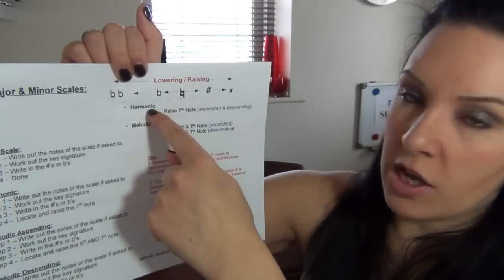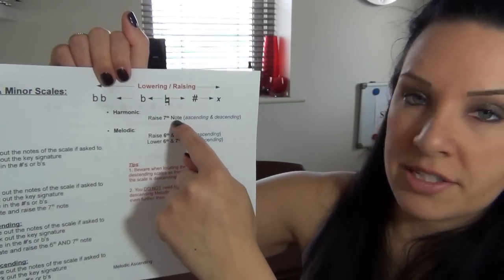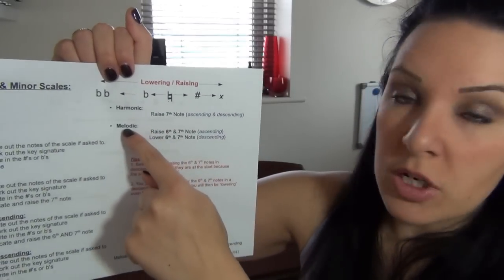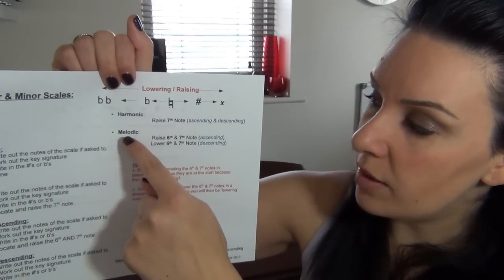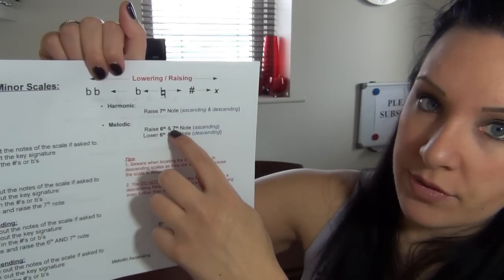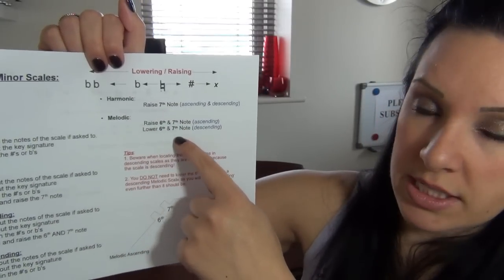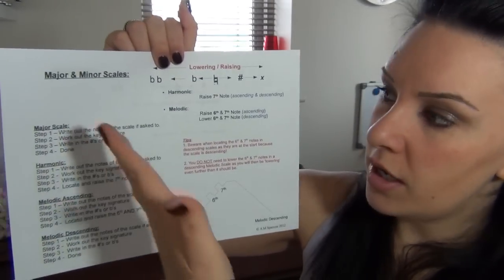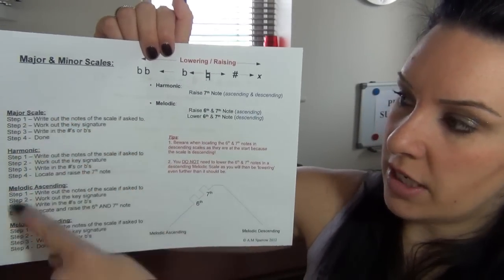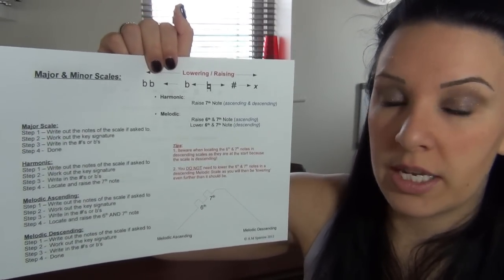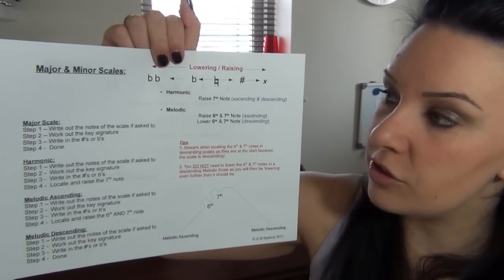But with the minor scales, in the harmonic scales, you raise the 7th note when you're ascending and descending, going up and going down. In the melodic scales, if you've played some of them on your instrument, you'll know that you raise the 6th and 7th note ascending and you lower the 6th and 7th note when you're descending, or going down. So on the left here, I've done little step-by-step processes of working out each scale, depending on what you're asked to do.